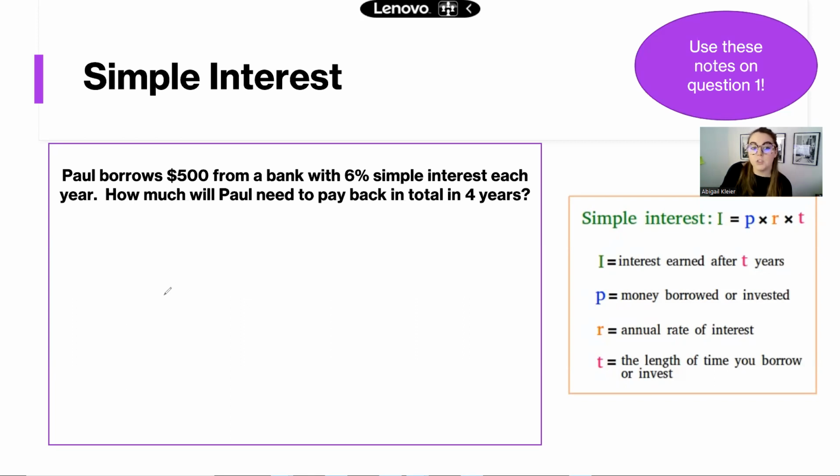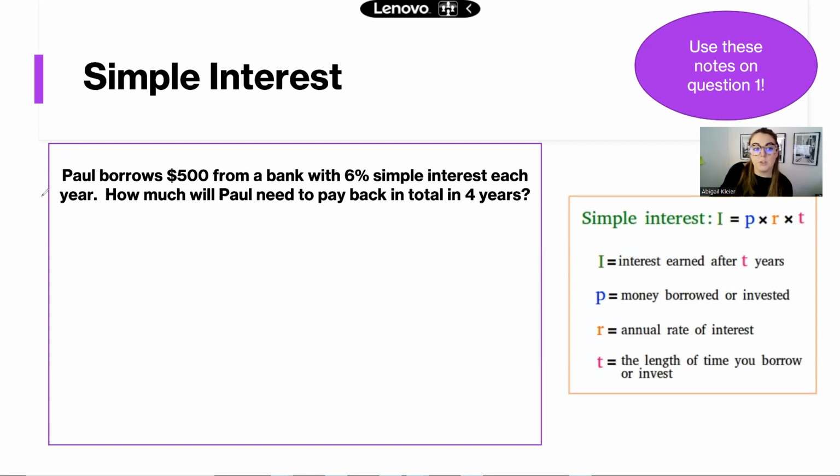Paul borrows $500 from a bank with 6% simple interest each year. How much will Paul need to pay back in total in 4 years? So let's look at our formula for a second. We have interest equals P for principal, R for rate, and T for time. So we can go ahead and set up our equation here.